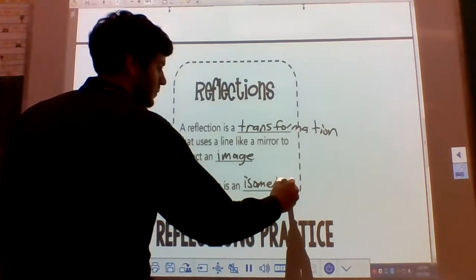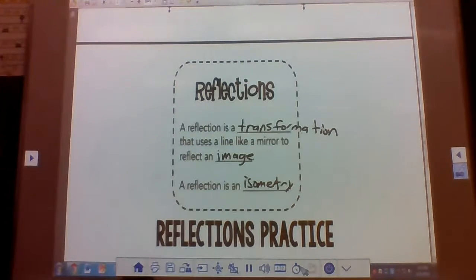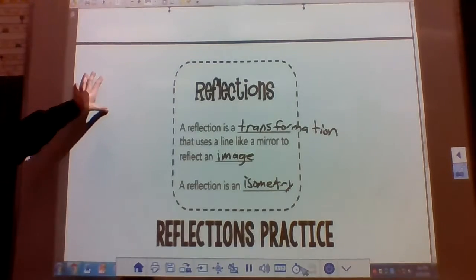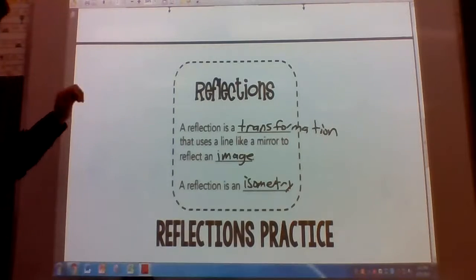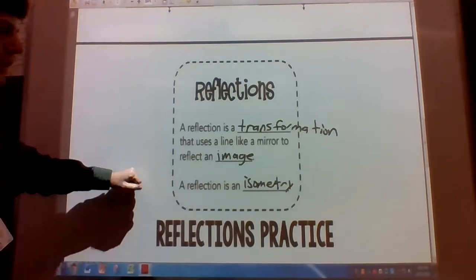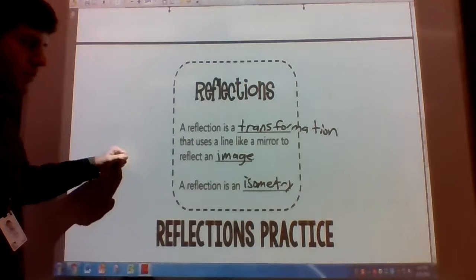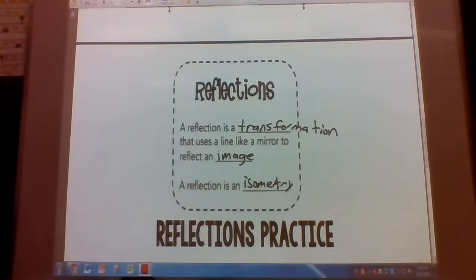If you remember, isometric figures are figures that are basically congruent. So when we do our transformation, the pre-image and the image are going to have the same size. The before and after are not the same figure, but they have the same size and shape. They're congruent, so it's isometric.